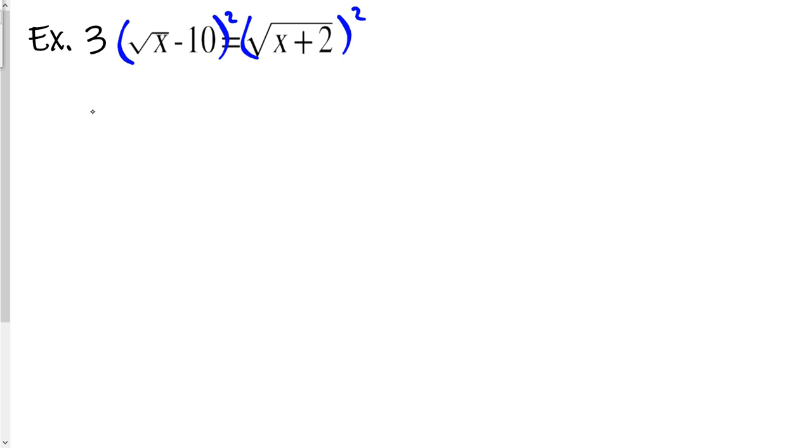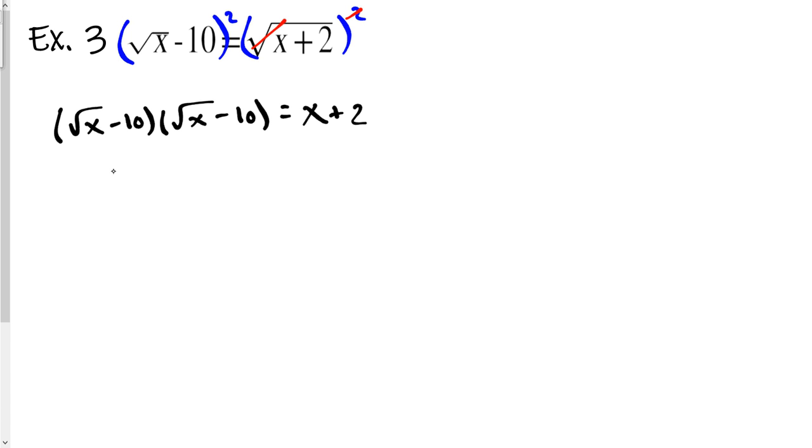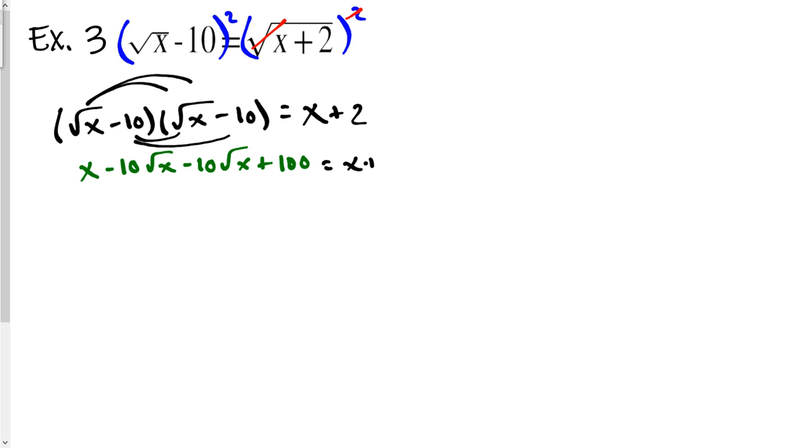All right. So again, this is going to end up being the square root of x minus 10 times root x minus 10. And that's going to equal, squares and square roots are inverses, so that's just x plus 2. Okay. This little guy over here, root x times root x, x. And then we're going to have minus 10 root x minus another 10 root x, and then plus 100. Okay. Again, where am I getting this from? We're just using the distributive property here. Okay. And that'll be equal to x plus 2.